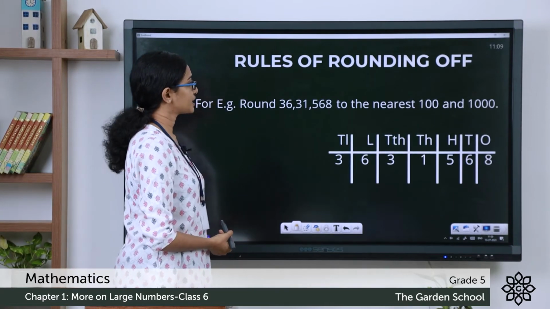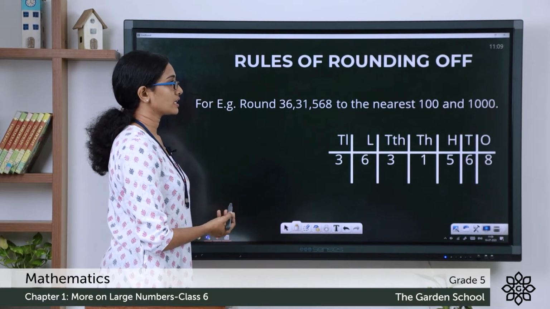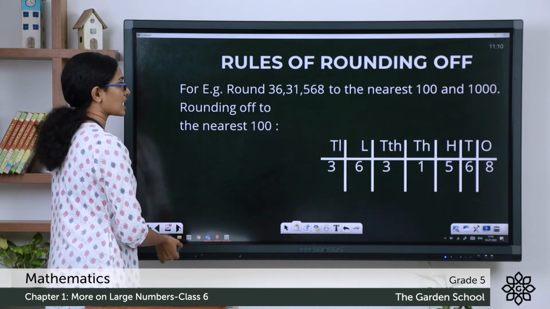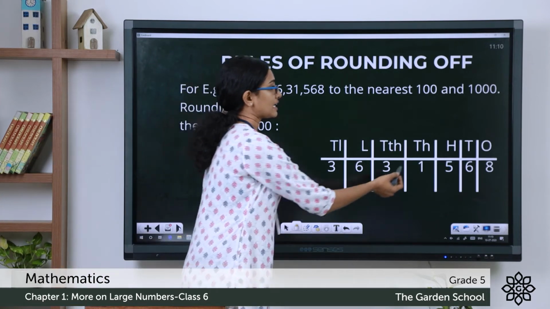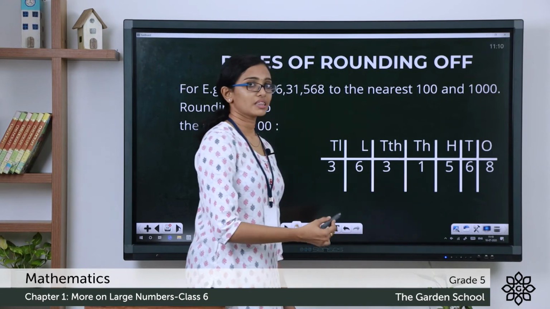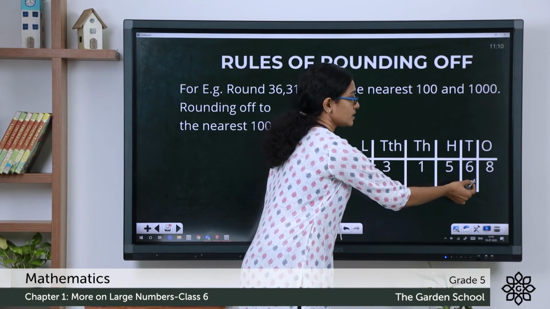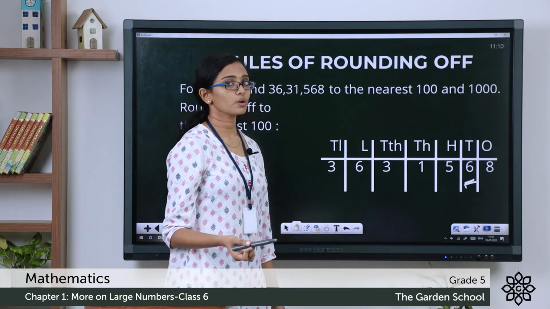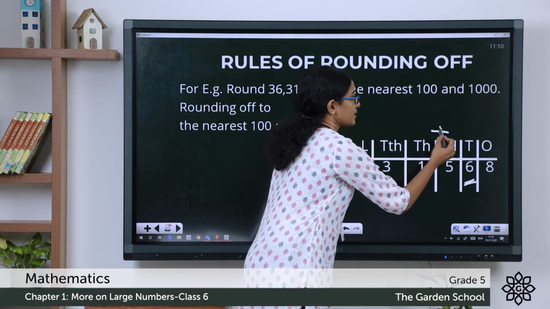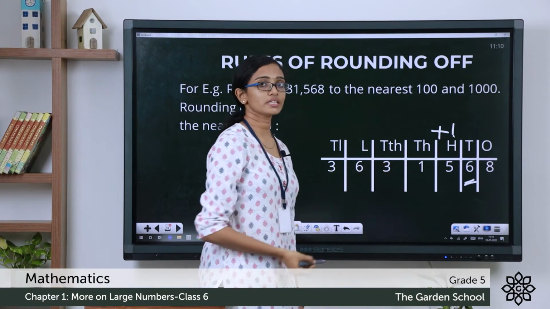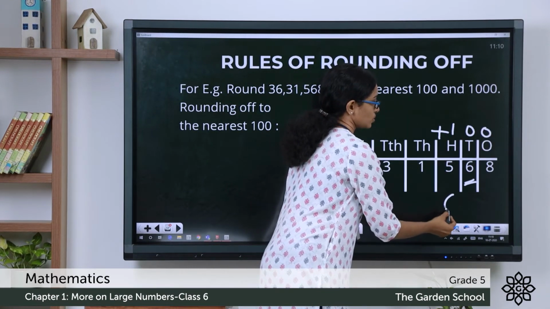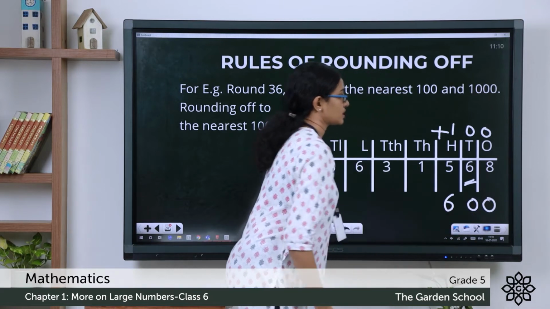Round 36,31,568 to the nearest 100 and 1000. So let's round this off to the nearest 100 first. So here the rounding digit is the hundreds digit, which is 5. The digit to the right of it is the tens digit, which is 6. If it is 5 or more than 5, what do we do? We add 1 to the rounding digit. So let's add 1 here. Then change all the digits to the right of it to zeros. So these two digits will become 0. So here it will become 600.